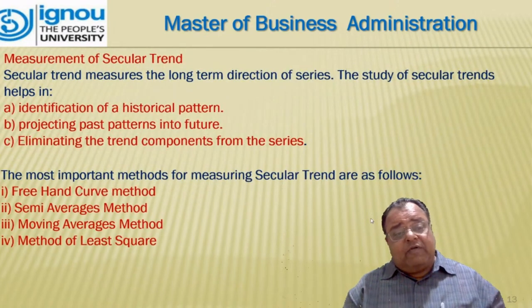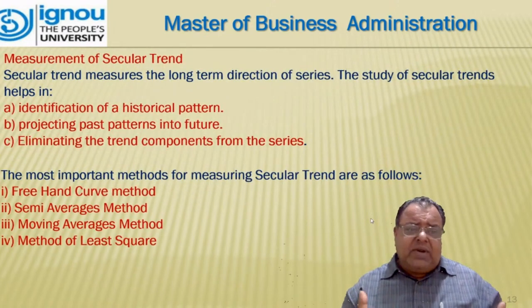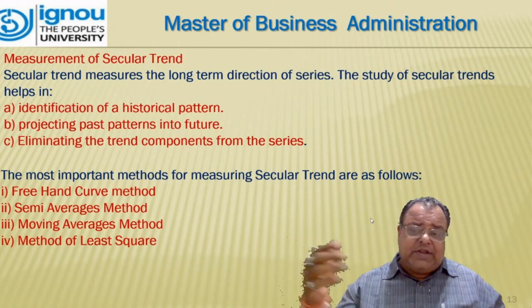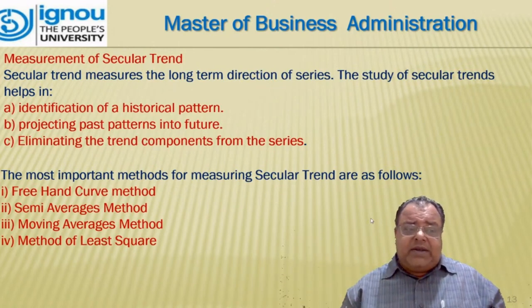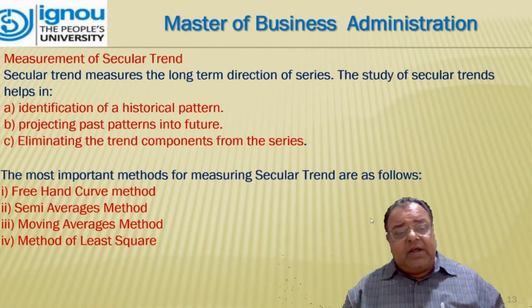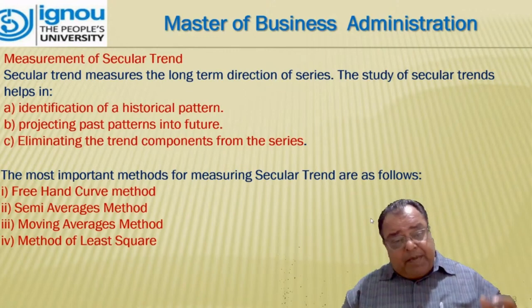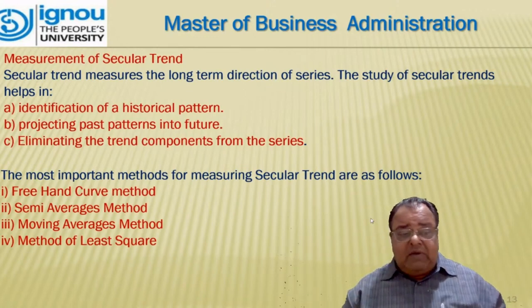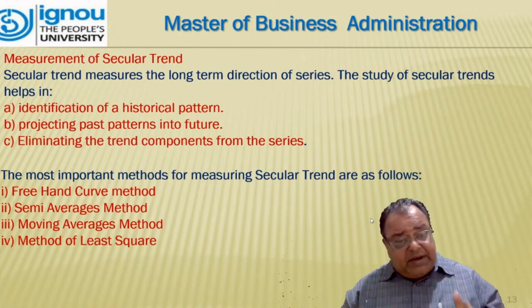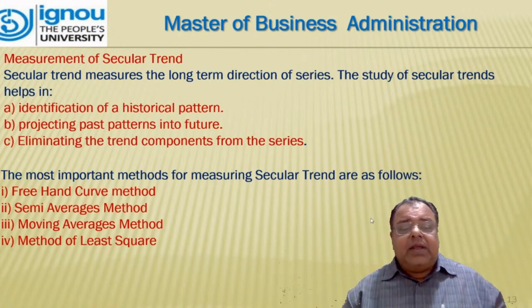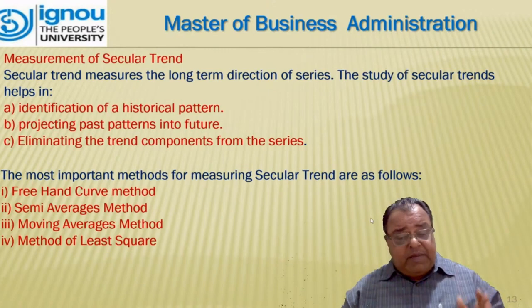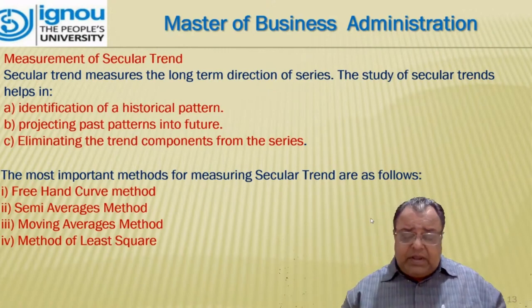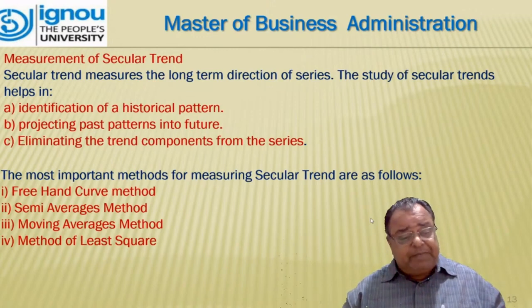Then the measurement of secular trend. Secular trend measures the long-term direction of a series. The study of secular trends helps in identification of a historical pattern. Secondly, projecting past patterns into the future. And the third one is eliminating the trend component from the series. The most common methods for measuring secular trend are freehand curve, semi-averages method, moving averages method, and method of least squares.